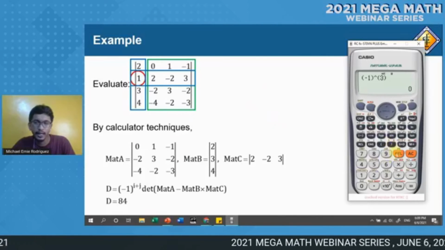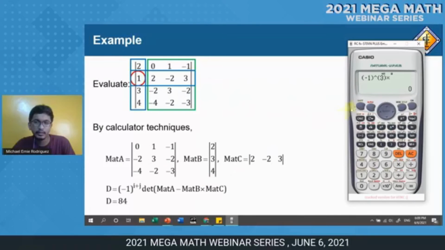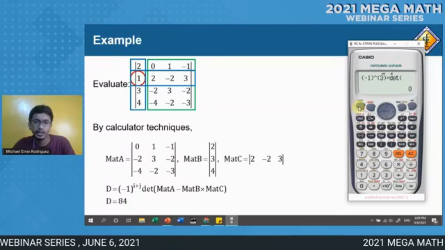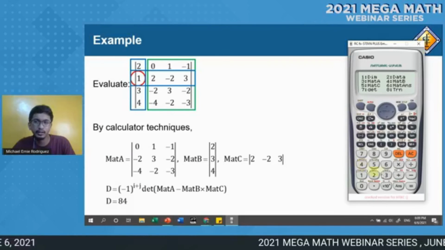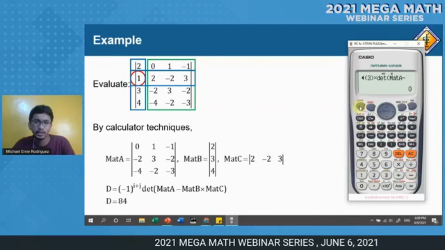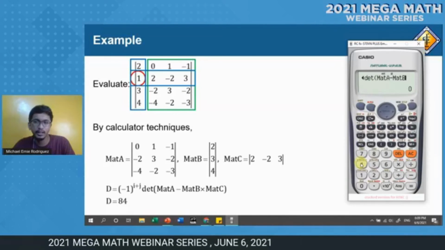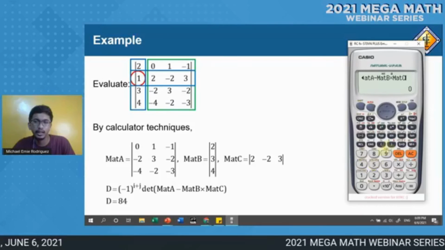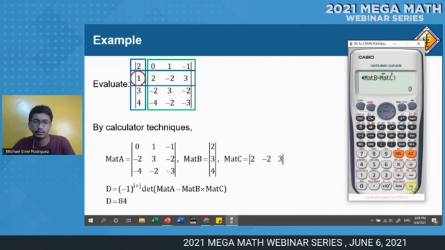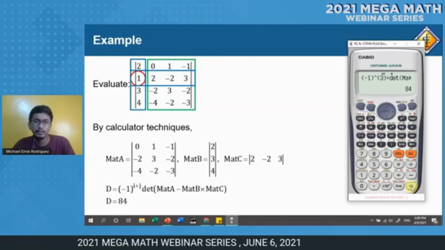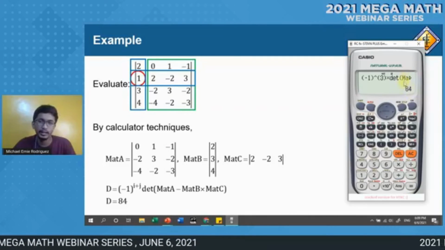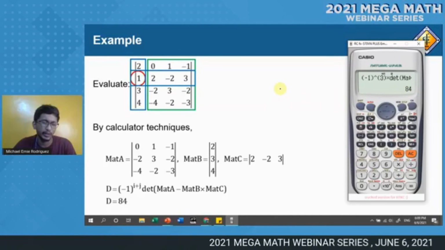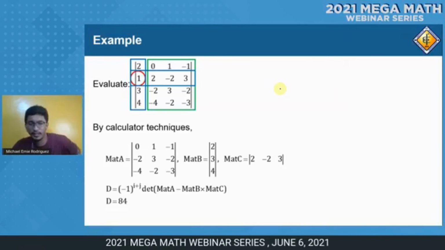Okay. So, times determinant, shift 4, 7. And then matrix A, shift matrix A, 3, minus shift matrix B times shift matrix C. Yan. So, ayun. So, equals, so we have 84. So, ito yung ating Caltech for solving a 4 by 4 matrix.